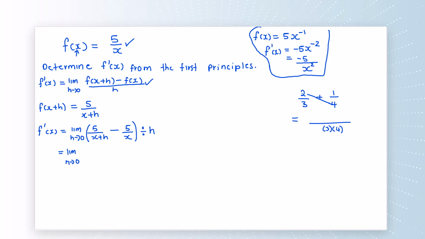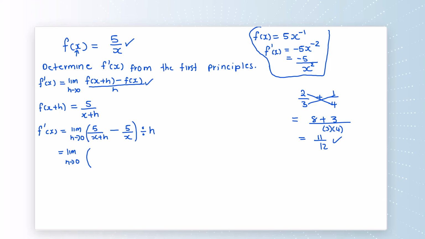So 2 times 4 is going to be 8, plus 3 times the 1 is going to be 3. Then your answer was going to be 11 over 3 times 4, which is 12. That will be your answer, right? So let's go and use that and apply that here.